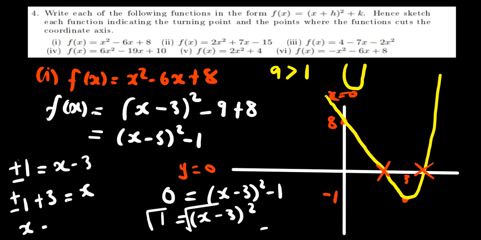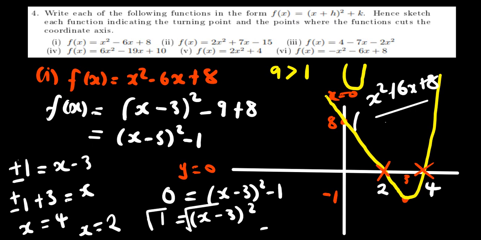So x will be equal to 1 plus 3, that is just 4. Another x value will be negative 1 plus 3, that will just be 2. So these are the values. 2 will be here and our 4 will be there. So this is the graph of x squared plus 6x plus 8, like that. So that's how you graph that one.